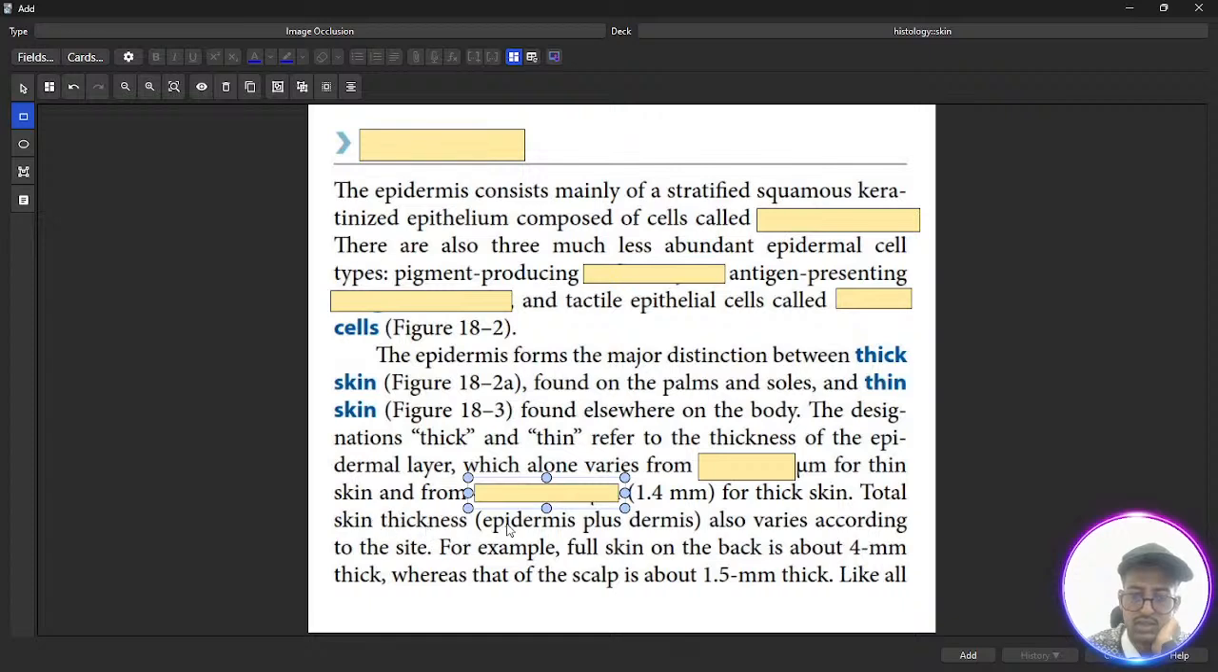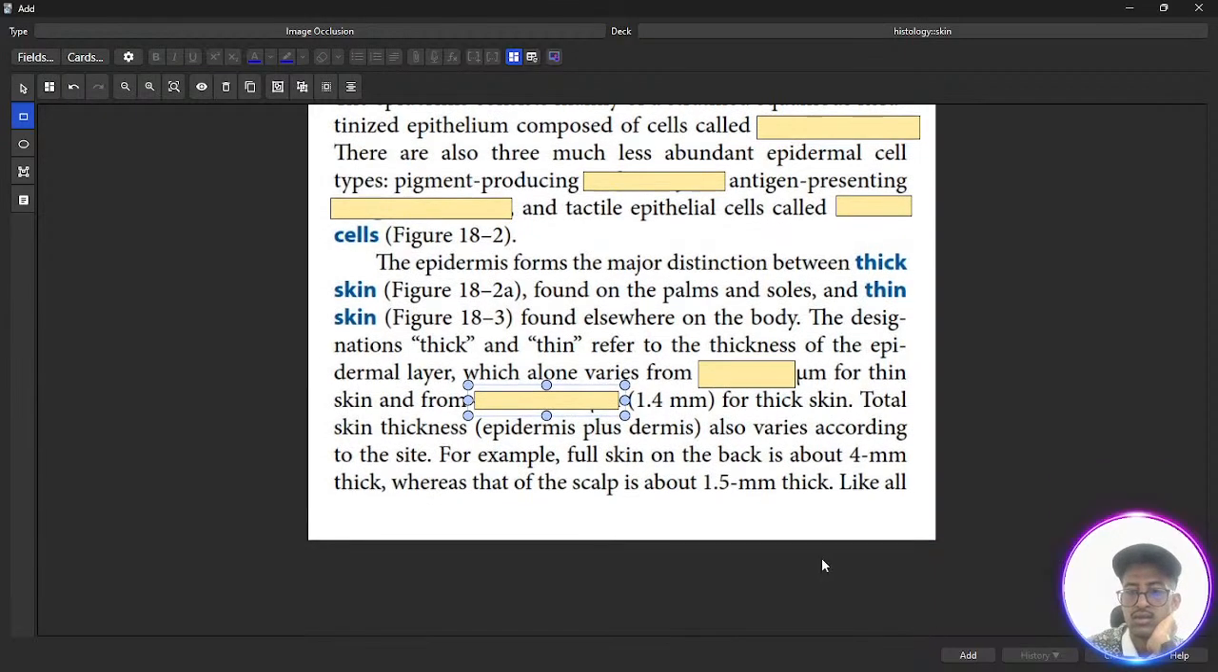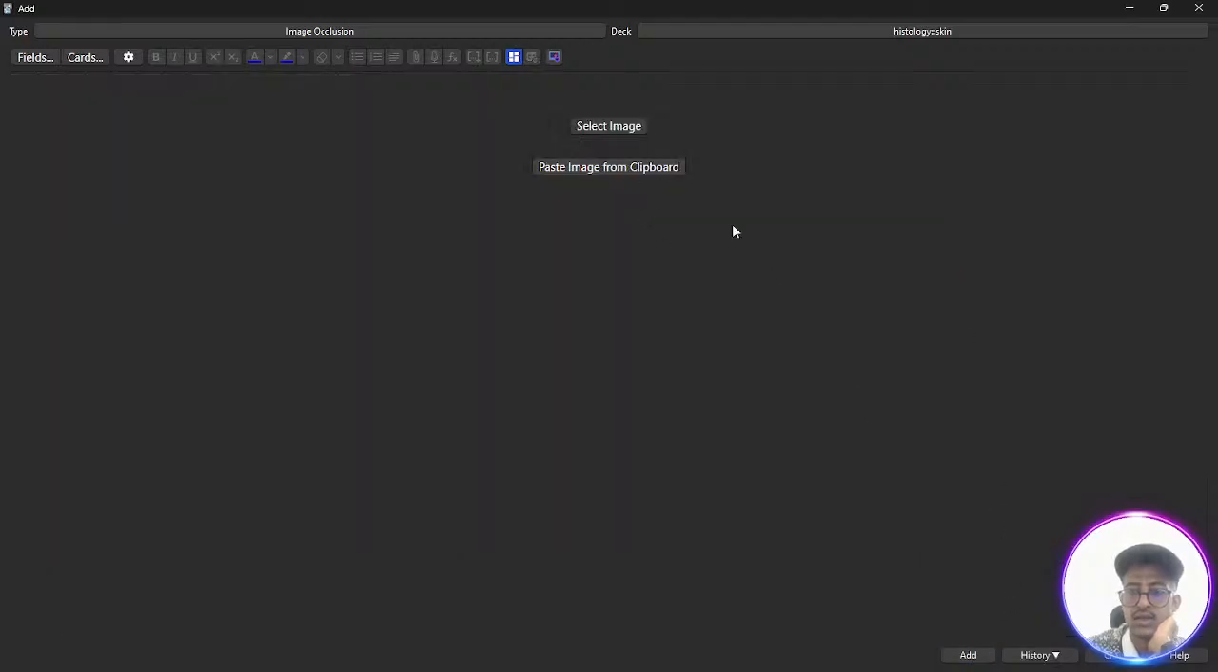Total skin thickness is epidermis plus dermis. The epidermis plus dermis also varies according to the site. For example, full skin on the back is about 4 mm thick, whereas that of the scalp is this thick. Okay, so this is the major distinction between thick skin and thin skin. Okay, let's study this.